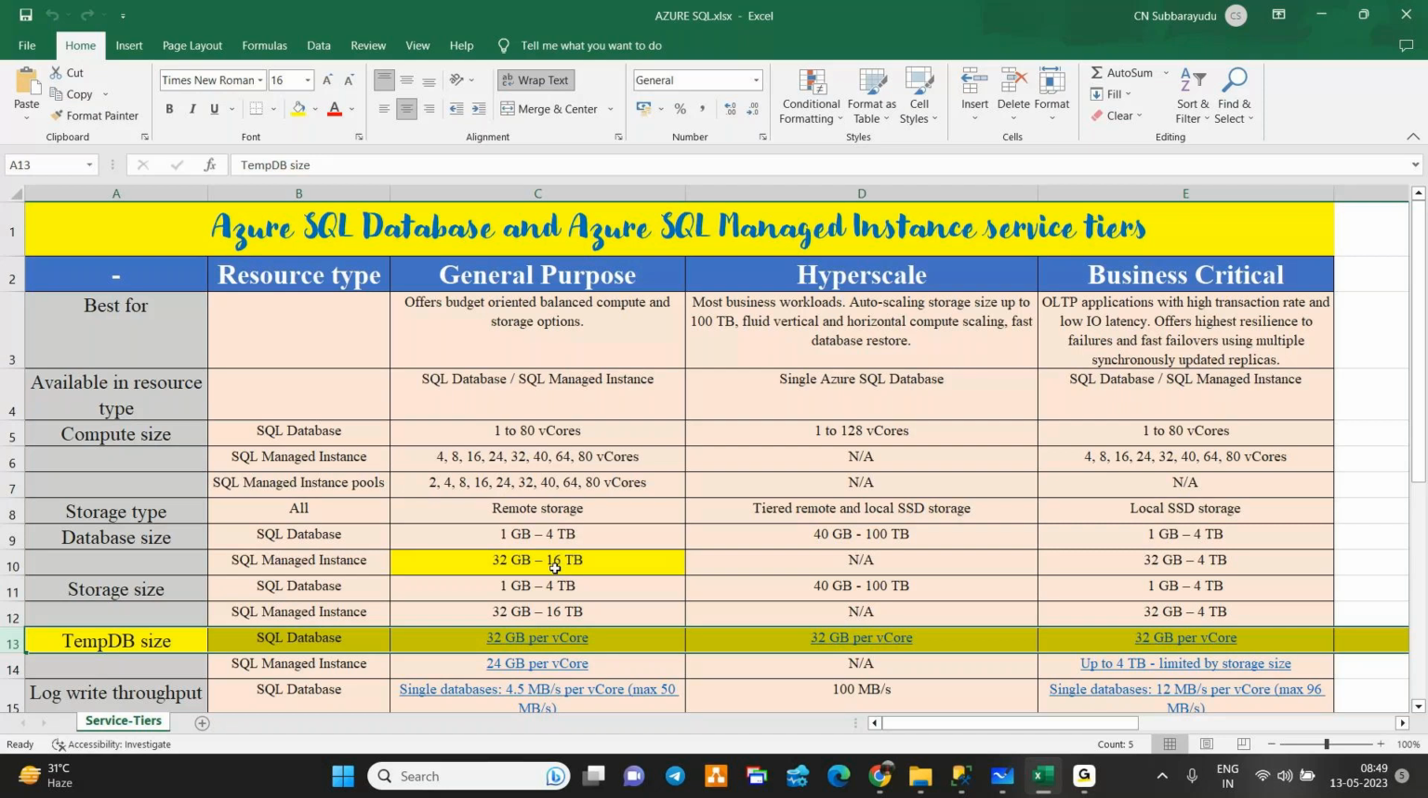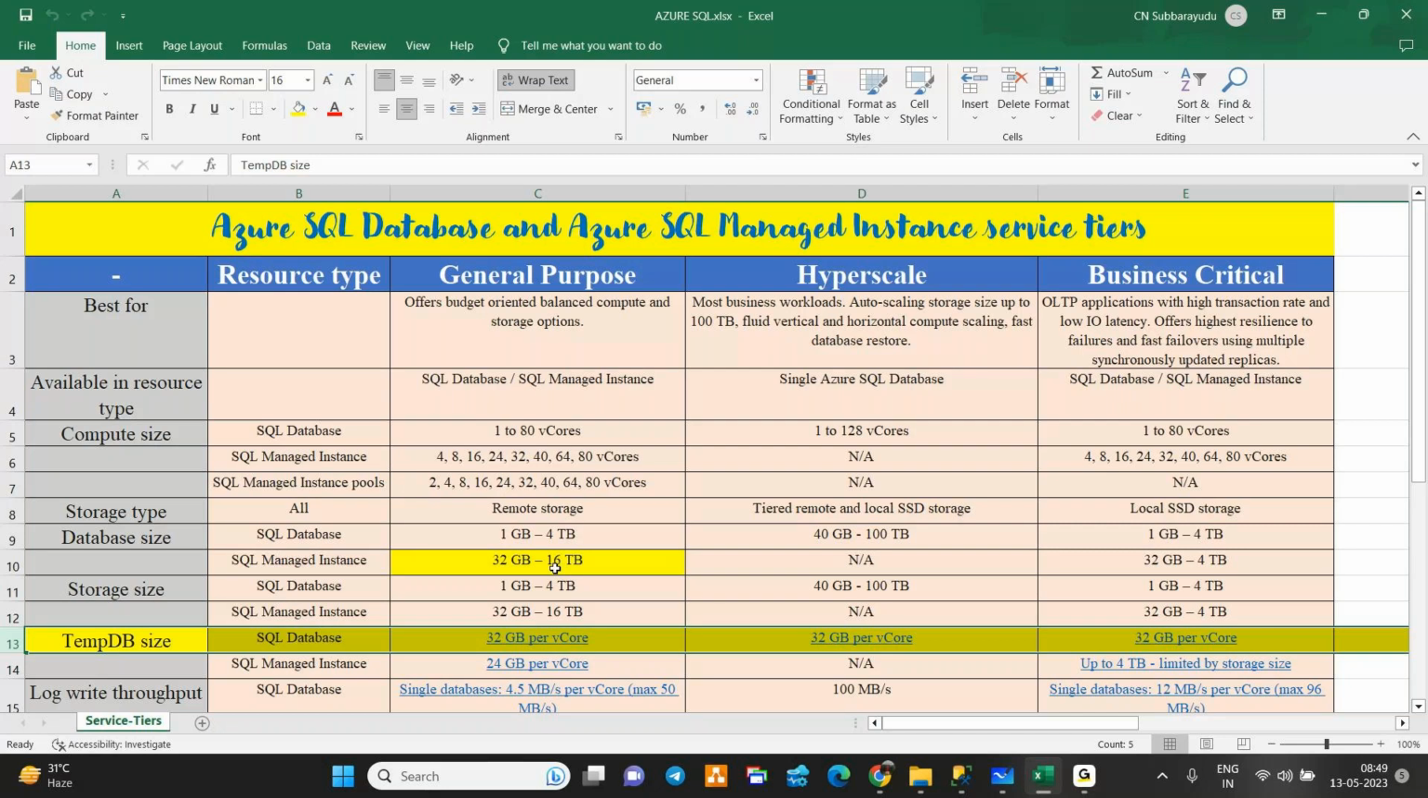Whenever your database size is more than 4 terabytes, you have only two options. One is Azure SQL Database Hyperscale. One is Azure MI General Purpose. Last year Microsoft enhanced General Purpose, which was also up to 4 TB only. Now it is enhanced to 16 terabytes.